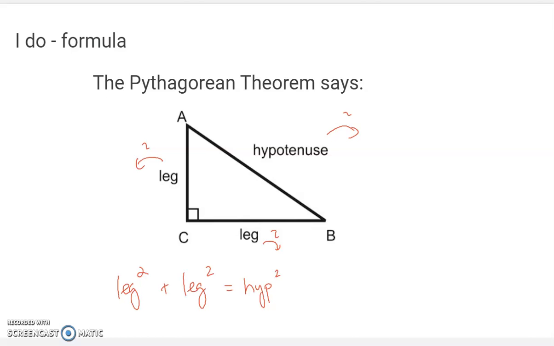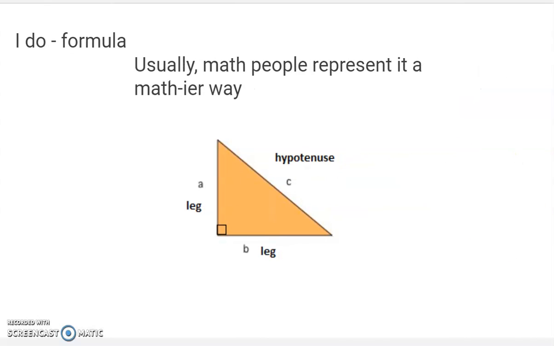Now, it's actually even more formal than that usually, because you're not going to usually see the Pythagorean theorem written with the words leg and hypotenuse. You're going to see it with variables. Usually math people represent it in a mathier way. They name the legs specifically A and B, and they name the hypotenuse specifically C. So you'll see the Pythagorean theorem usually written A squared plus B squared equals C squared, which makes it look really advanced, right? There's 3 variables in it. Makes it look very tough.